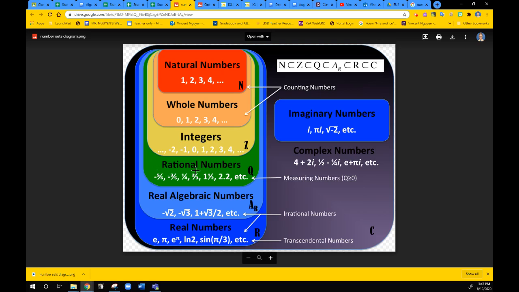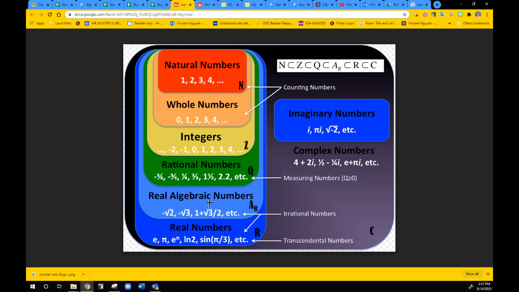And then we have rational numbers. Rational numbers are all of these and all the ones that can be written as a fraction. And we use the capital letter Q to indicate rational numbers, right?